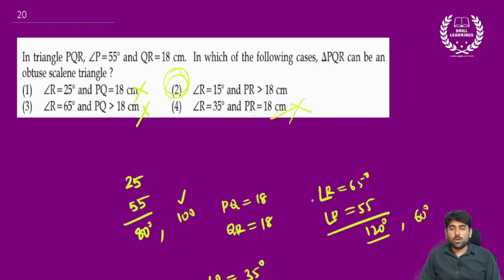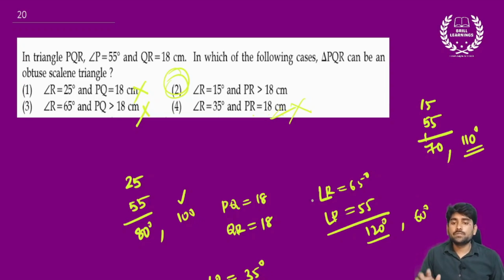However, we will check the option. Angle R is given as 15 degrees and angle P is given as 55. So total is 70 degrees. So the third angle will be 110, which is satisfying the first statement. And the second statement, PR, this length is also different, greater than 18 centimeter, and they have given QR length. Other length will be automatically different because all angles are different. That is why second one is the most appropriate option.